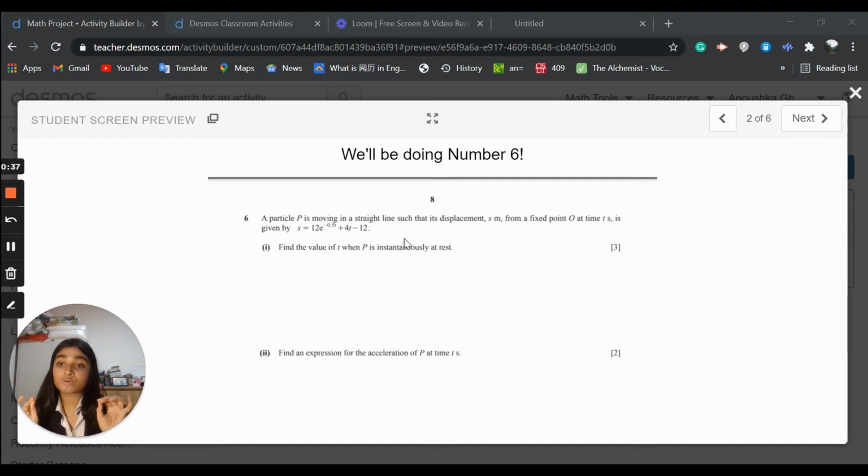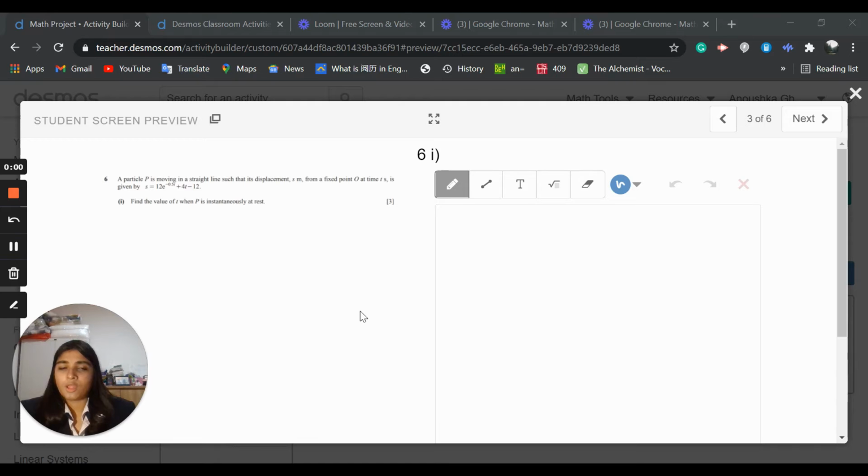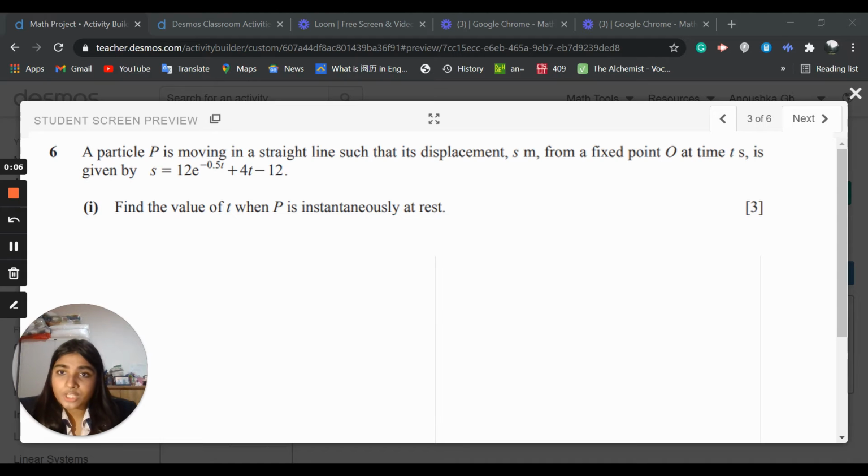Let's get to the real point of this meeting that we have. Well, let's go on and do the first question. A particle P is moving in a straight line such that its displacement s m from a fixed point O at time t s is given by s equals 12e to the power of negative 0.5t plus 4t minus 12.